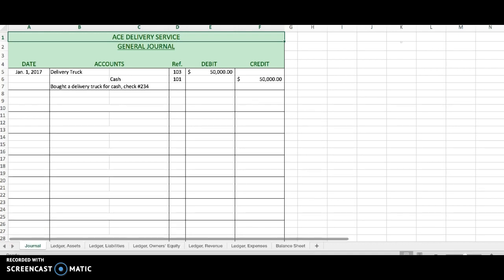Now here's the pertinent entry to this. Let's assume now we're at the end of the year. We're now on December 31, 2017, and we need to record this depreciation we just talked about into the books of the business. It's done like this. We have a date, and we have an account debited and an account credited.